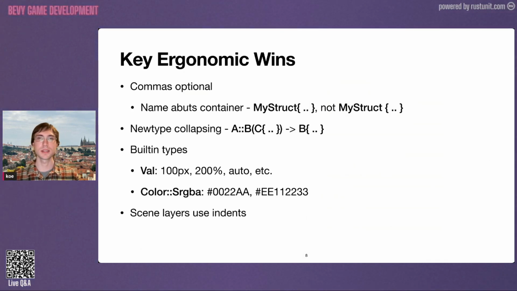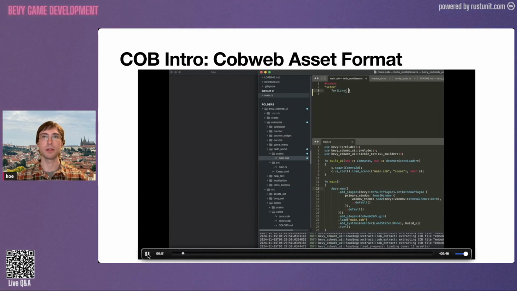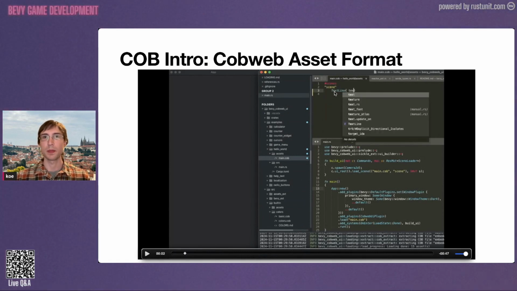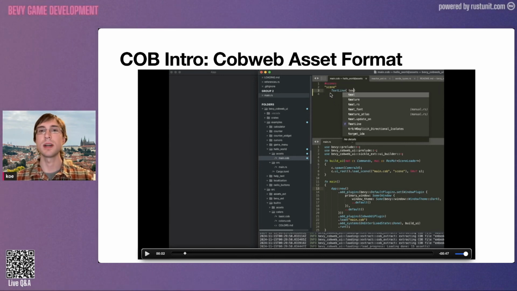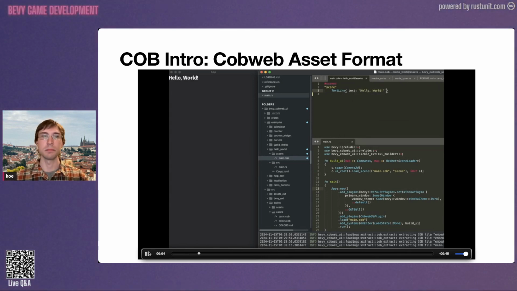All right. So in developing this asset format, there are some key ergonomic wins. If we go back to the slide and play a little bit, we can see that there is no structure around this scene. There are no braces for the structure. Scenes only use indents to identify the scene layers. There's also no commas between fields in a struct. I simply shaved off all of the unnecessary things.